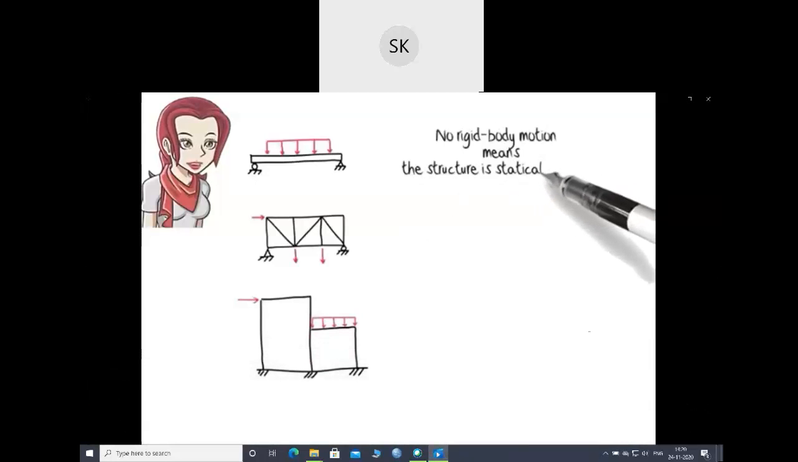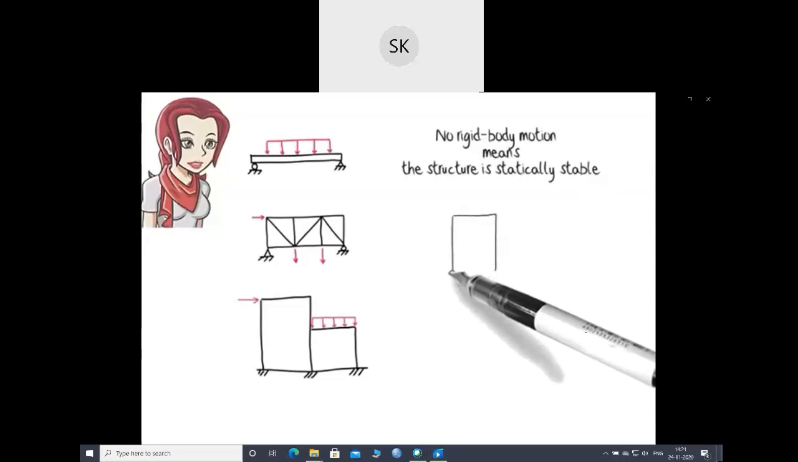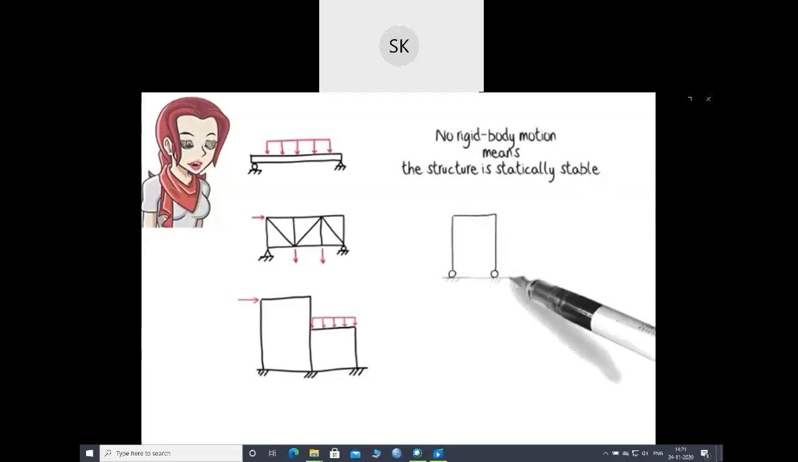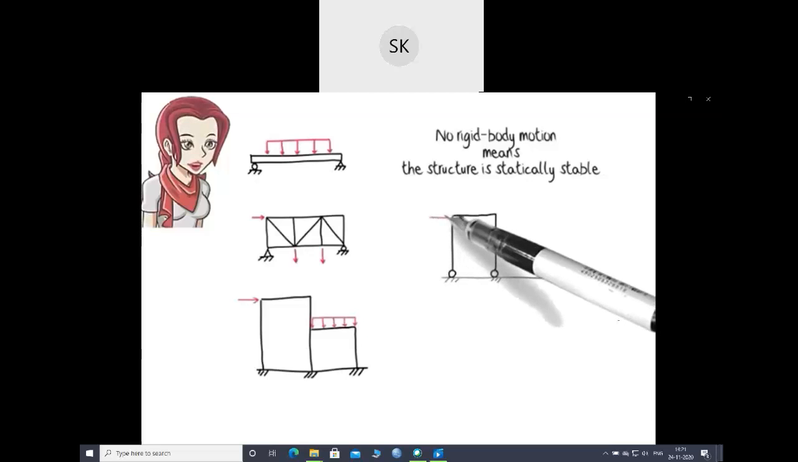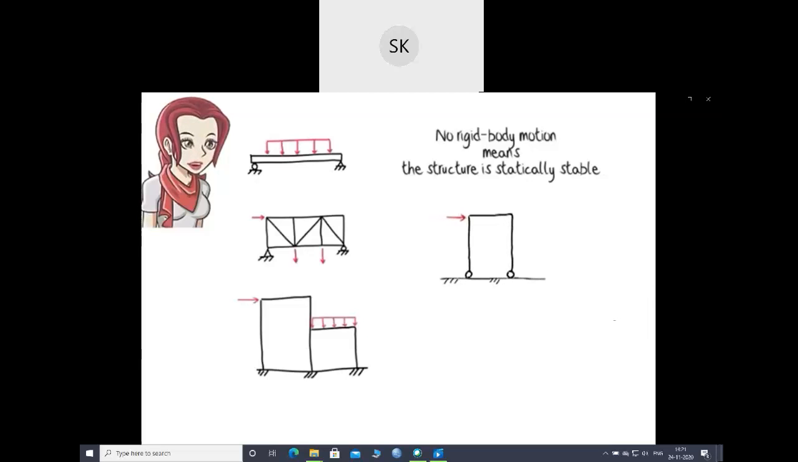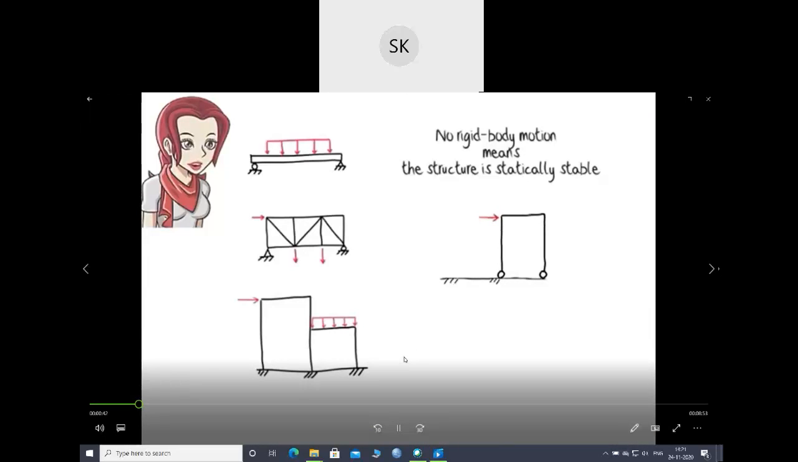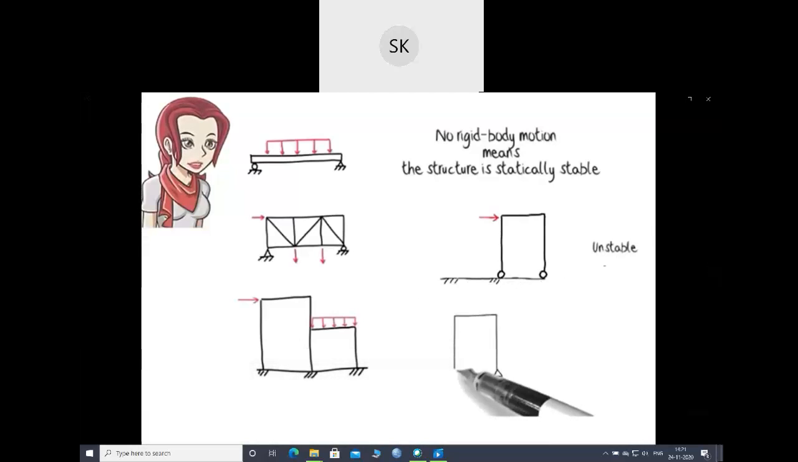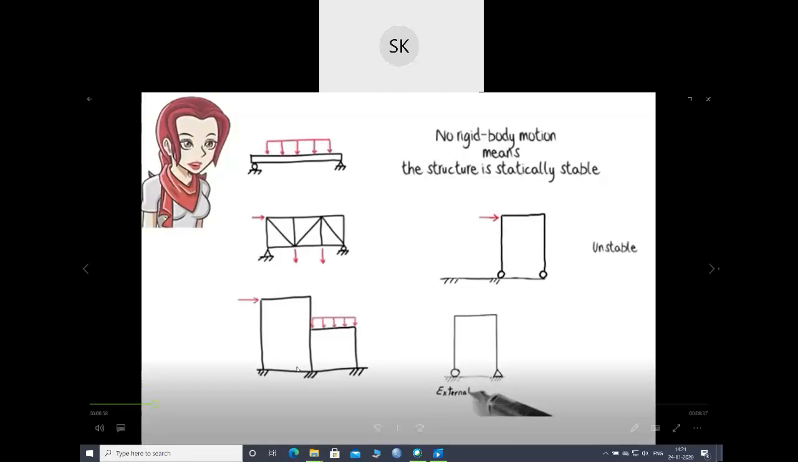Consider a simple frame structure supported by two rollers. If we apply a horizontal load to the frame, it starts rolling horizontally on the support surface. The structure undergoes rigid body motion. Therefore, the frame is said to be externally unstable. If, however, we replace one of the rollers with a pin support, the structure becomes externally stable, as the pin prevents the rolling of the frame on the support surface.